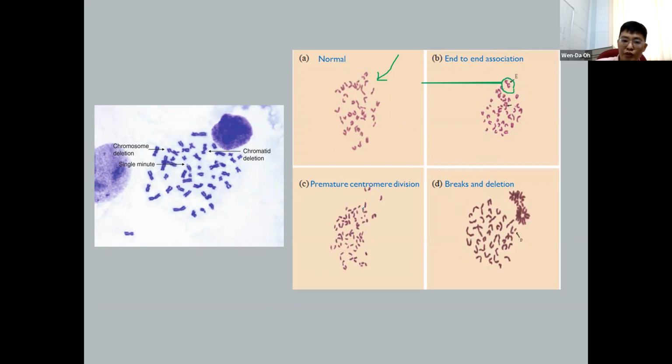This is due to premature centromere division. And then the other one is due to break and deletion. This one, you can see, is a break. There's a break here, right? So there are different reasons why they are having a problem.